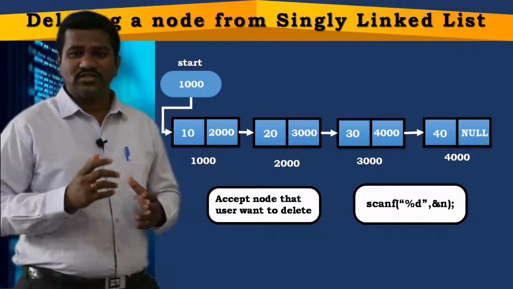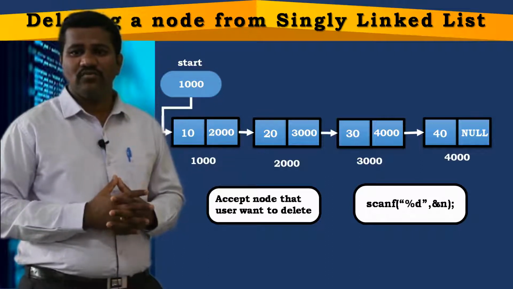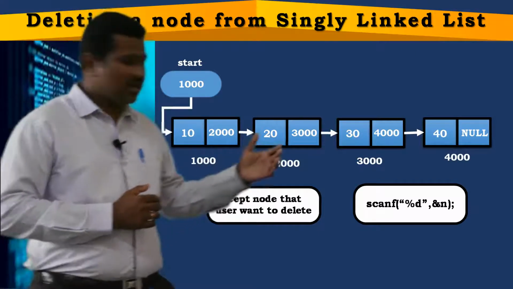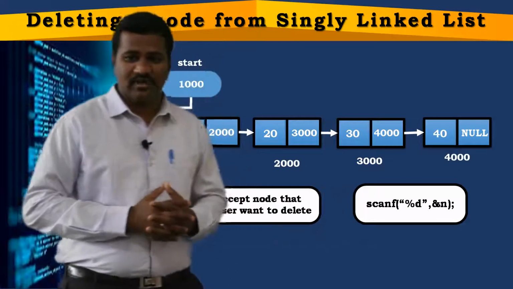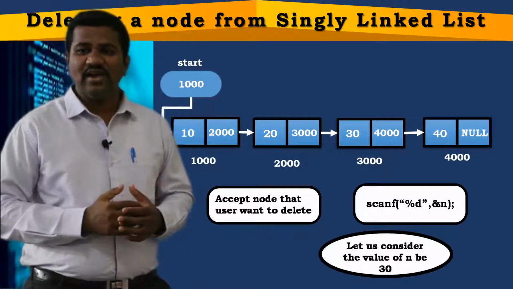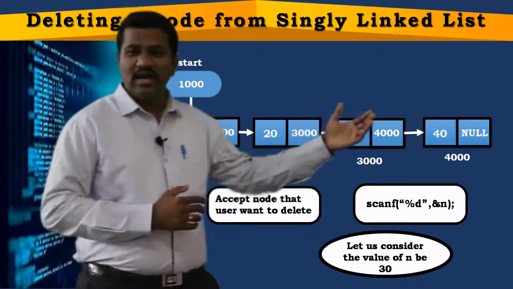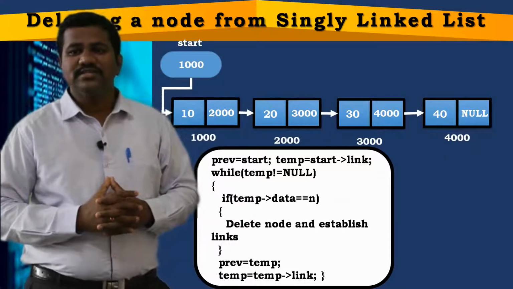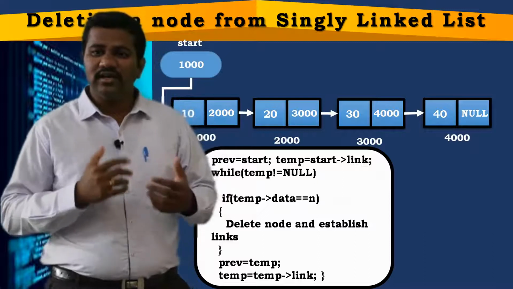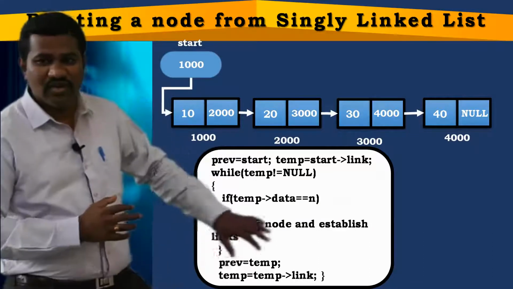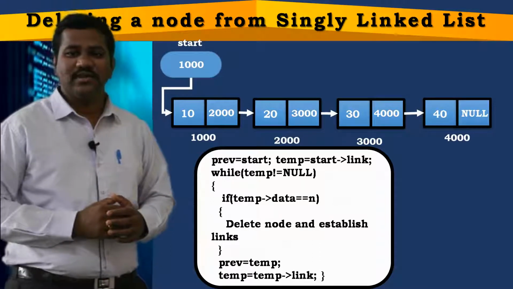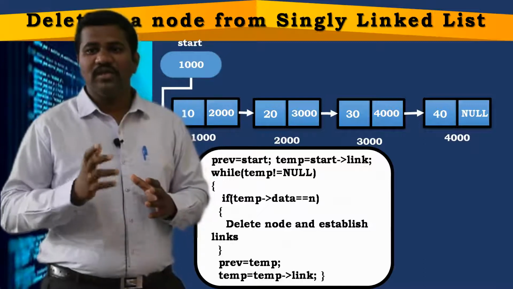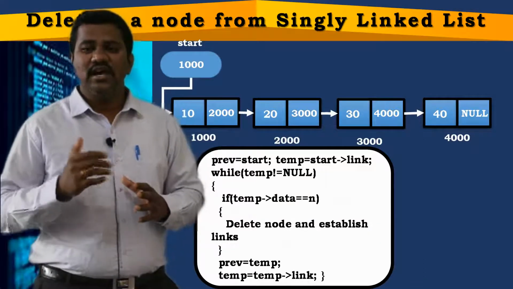When we perform this delete node operation, we need to ask the user which node value they want to delete. We accept that and store it in a variable called n. Let us take the value of n as 30. That means this 30 node, that is the 3000 node, I would like to delete from the single linked list. In order to delete that node from the single linked list, we need to follow this logic. With the help of this logic, we are going to delete this 3000 node or 30 node from the single linked list. Let us see it instruction by instruction.